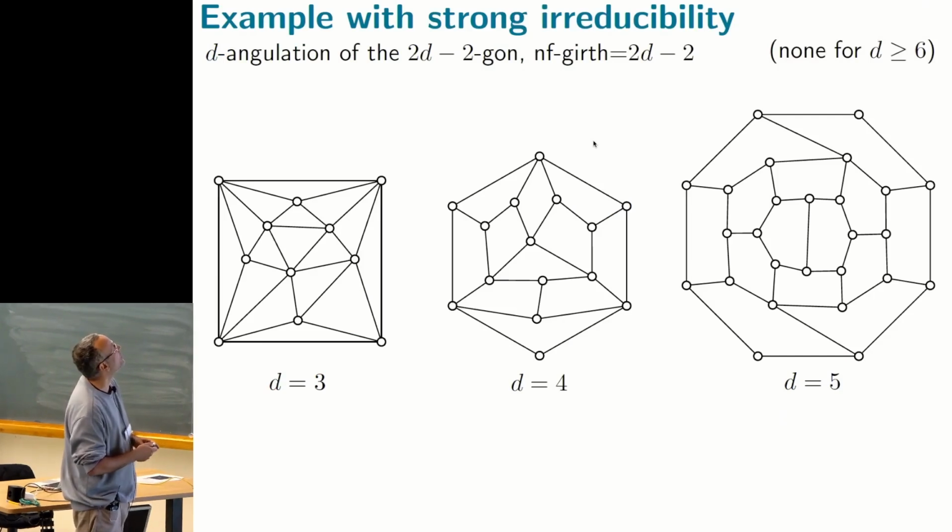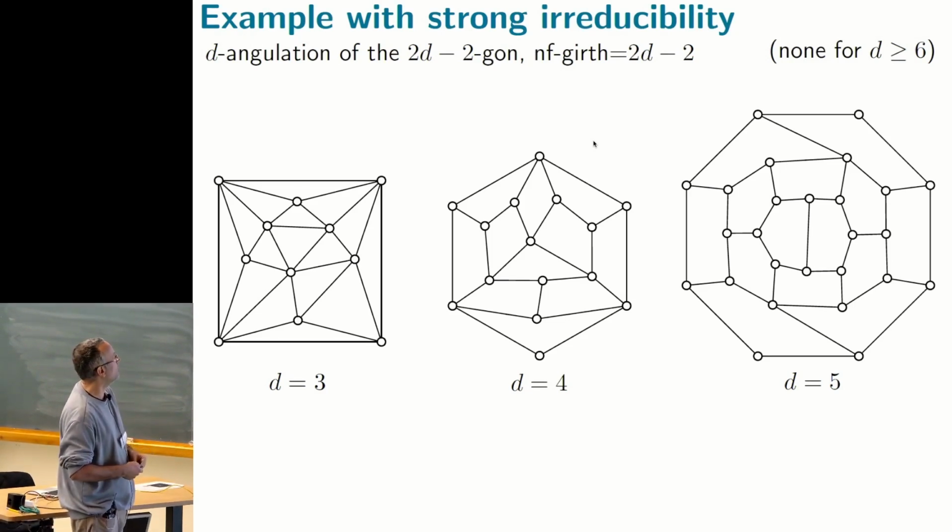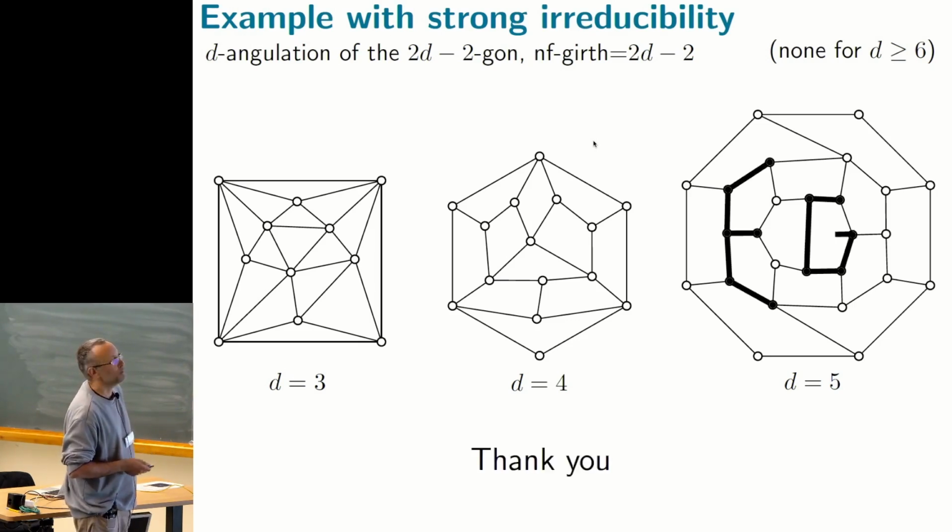And let me finish with the examples. With a strong irreducibility, there are the d-angulations of a (2d-2)-gon, where the non-facial girth is 2d minus 2. So for d equals 3, d equals 4, it's irreducible. For d at least 6, it's empty. But for d equals 5, it's something new. It's a new family, a kind of strong irreducibility, because the face degrees are 5, but the non-facial girth has to be 8. And so it's a bit mysterious how to count this bijectively. So I will stop. Thank you.